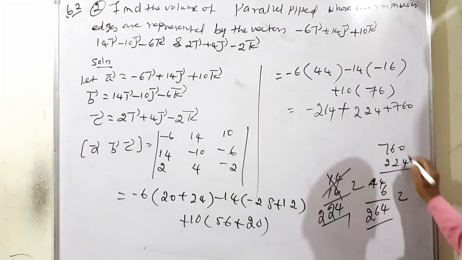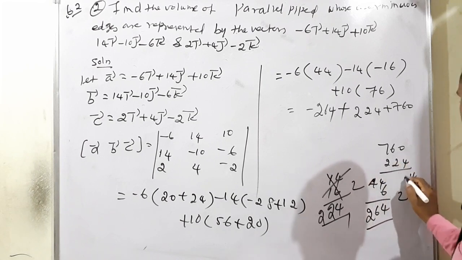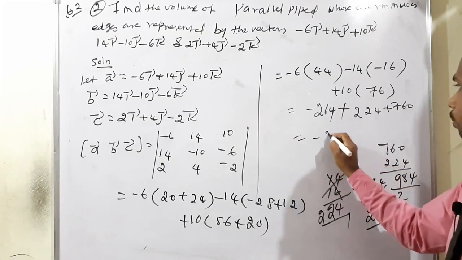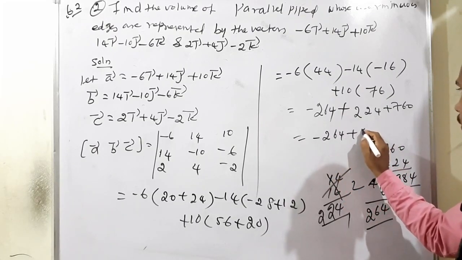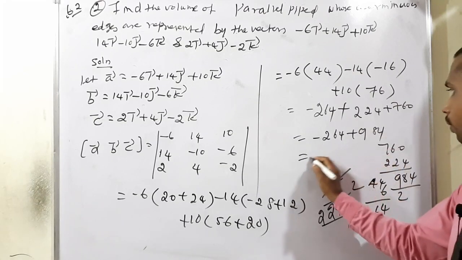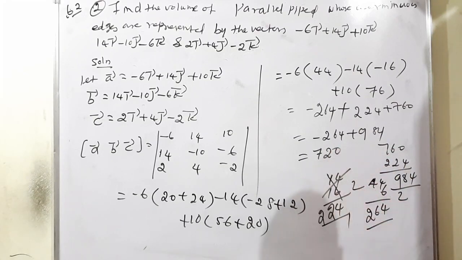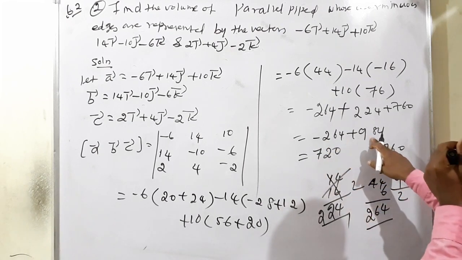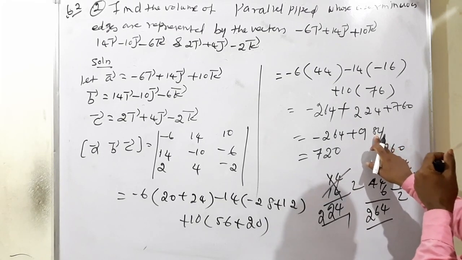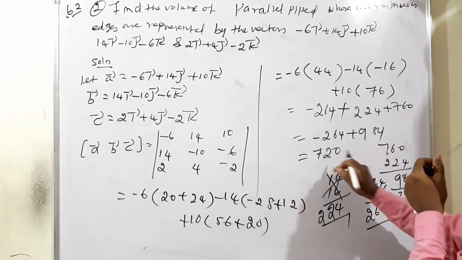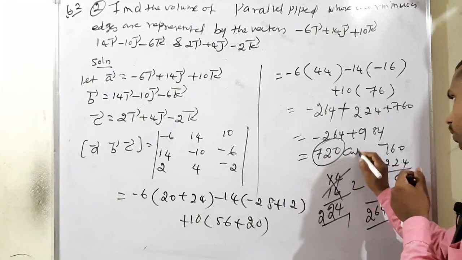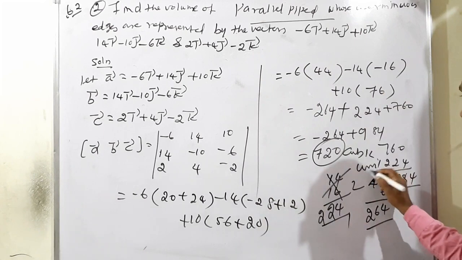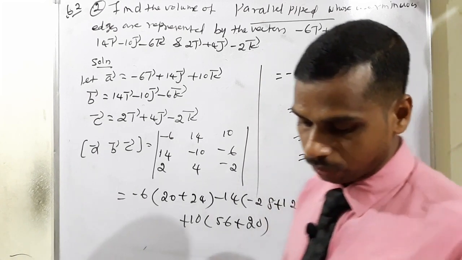Again 2124 means 4 plus 0, 4. 2 plus 6 is equal to 8. 7 plus 2 is equal to 9. 984, isn't it? So minus 264 plus 984. So the answer will be positive 720 will come, isn't it? Look at there, minus 264. So 264 means definitely 20 balance is there. So 900 minus 200 means 700. That's why 720 cubic units, because it is the volume of a parallelepiped. 720 cubic units. This is the answer for exercise 6.2 question number 2.